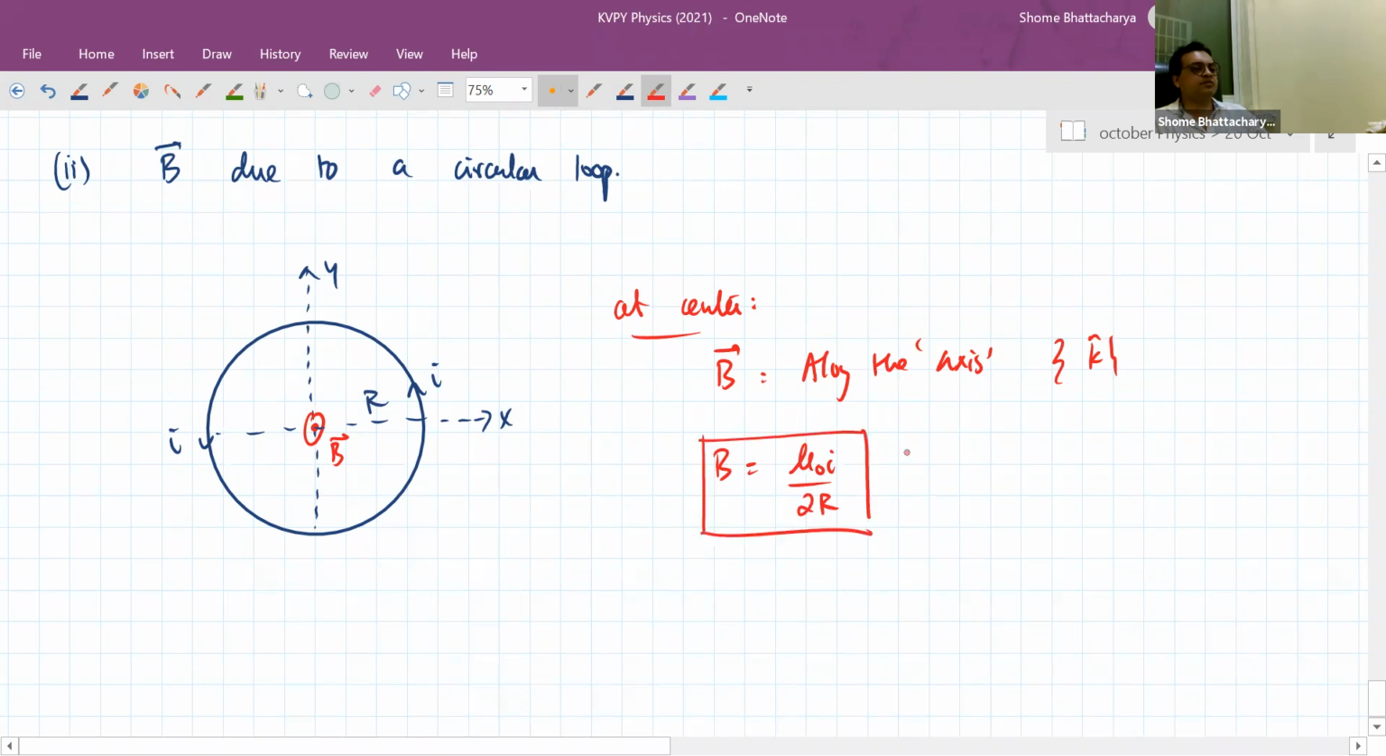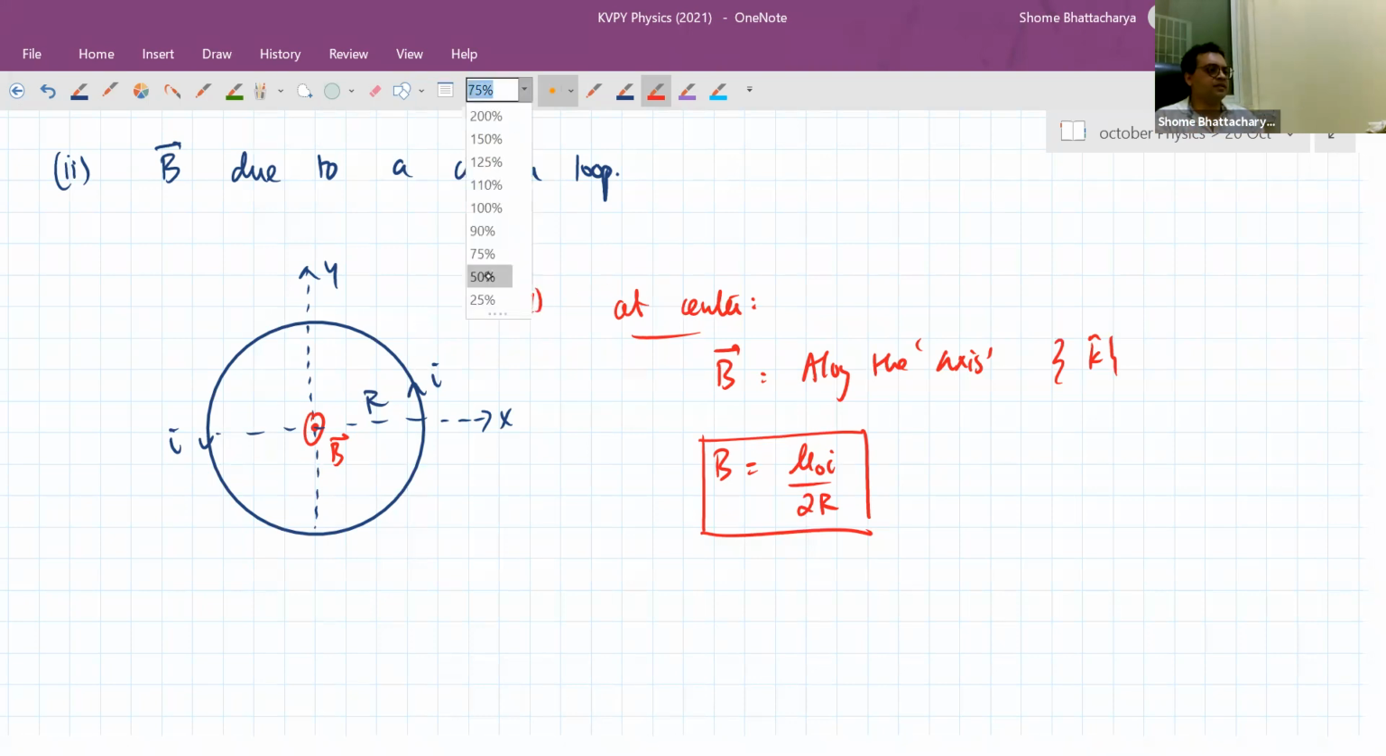So you can see there's a reverse symmetry here: if the current is along the axis, then the magnetic field lines are circular loops. Whereas if the current carrying loop is a circular loop, then at the center, the magnetic field is along the axis. So this is the first aspect we should understand, the magnetic field at the center.